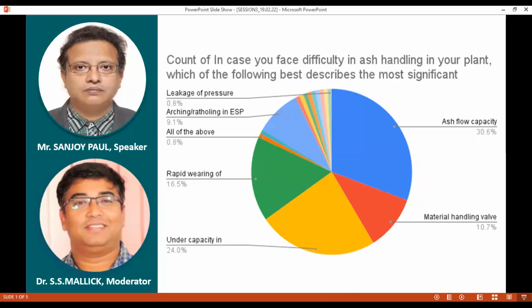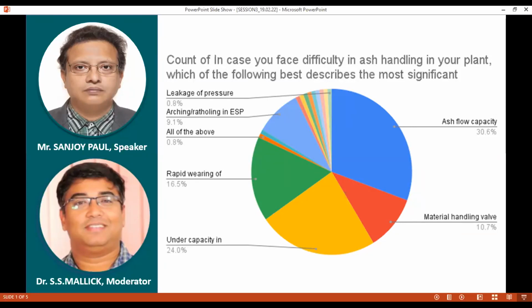Thank you, Mr. Pal. The second question is material handling valves. I believe it probably covers both the vacuum and the pressure system. So some plants are having problems with rapid wearing of this valve. So what is your thought on this? How can this be rectified?